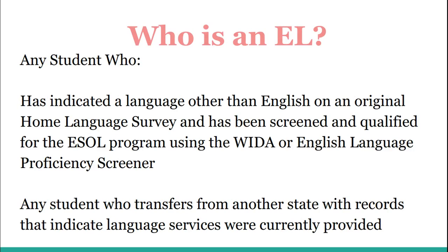We will begin today with Objective 1, to understand who English learners are and how they enter the ESOL program. Who is an EL? Any student who has indicated a language other than English on an original home language survey and has been screened and qualified for the ESOL program using the WIDA or English Language Proficiency Screener, or any student who transfers from another state with records that indicate language services were currently provided.